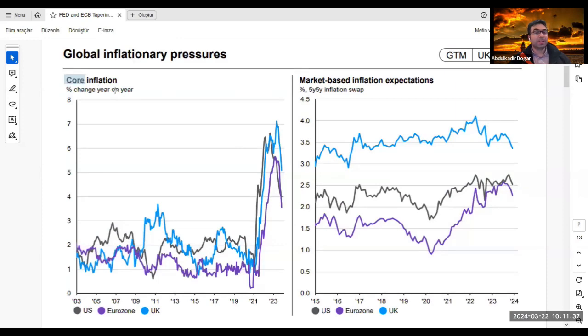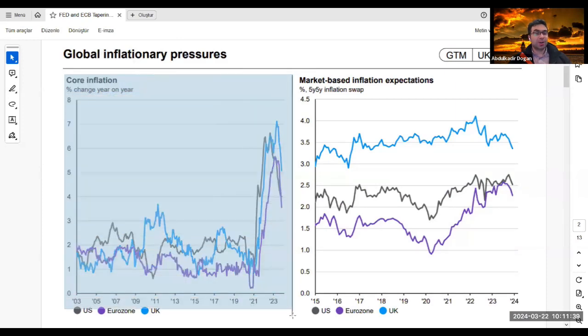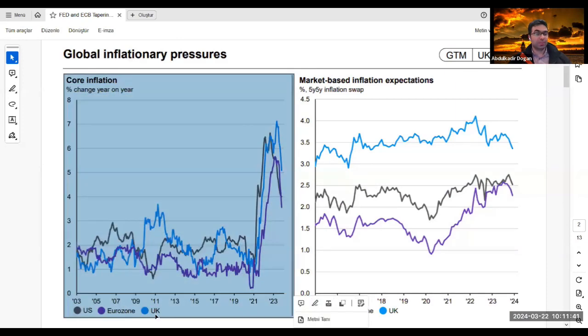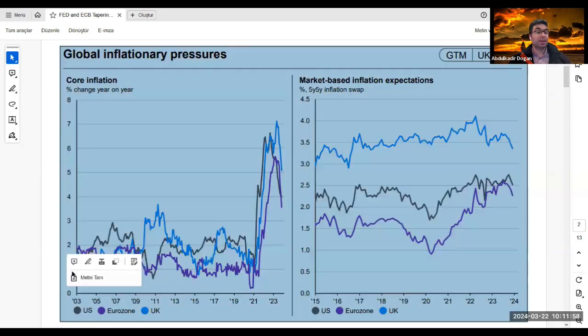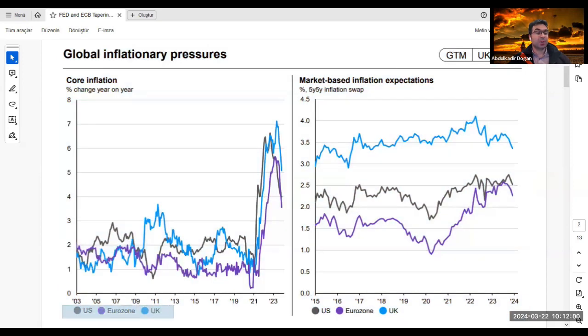So here we see the graphs and charts of core inflation, and as you see, the time period is from 2003 until 2023, approximately a 20-year horizon. And here are the percentage changes of inflation all around the world. These are the basic economies in this graph: the black is the US, purple is the Eurozone, and light blue is the United Kingdom.